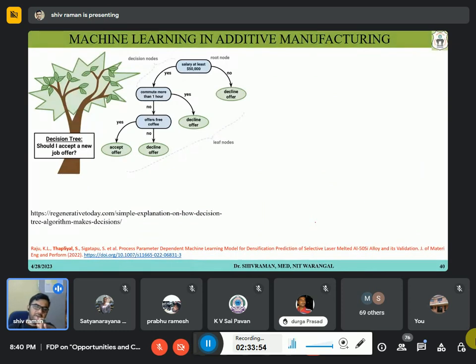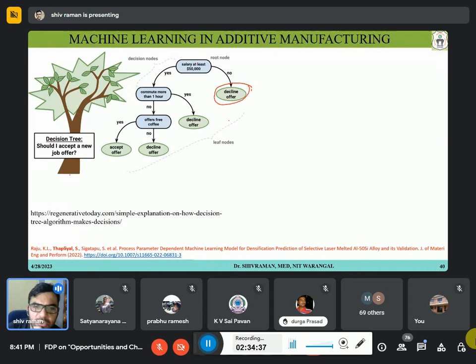If you see the working of a decision tree model, it is a nested if-else statement. It starts from a root. Generally, a tree has its root at the bottom and grows upwards, but a decision tree has its root at the top and grows downward. First of all, we have a root node, the first criterion: is the salary at least $50,000? If yes, then you check another criterion, which can be the commute or an incentive. If no, decline the offer.